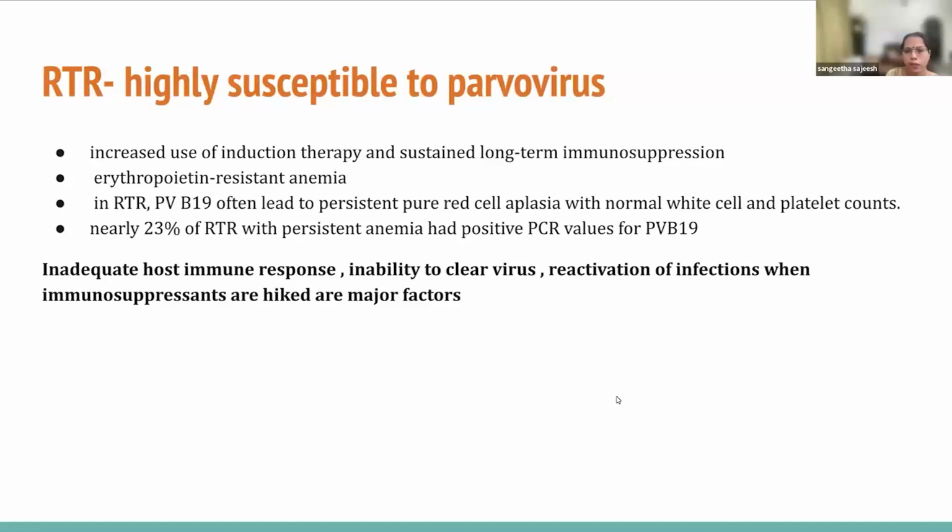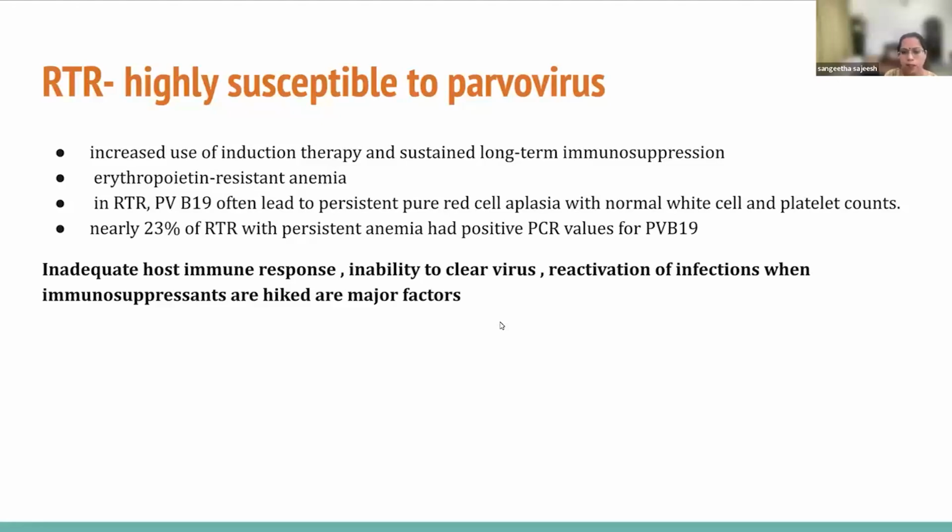So renal transplant recipients are highly susceptible to parvovirus. Increased use of induction therapy and sustained long-term immunosuppression could be the reason behind that. They present with erythropoietin-resistant severe anemia, inadequate host immune response, inability to clear the virus, and reactivation of infections when immunosuppressants are high, like in the initial part of transplant or whenever there is a rejection and we have to increase the immunosuppressants. That is the time when patients become more prone to severe parvovirus B19 infection.